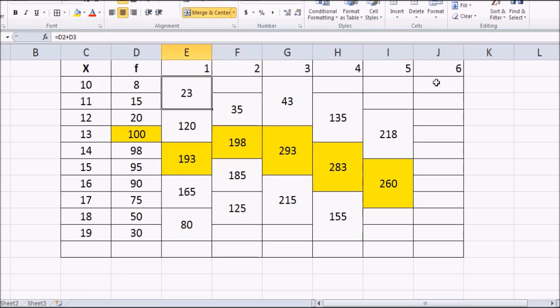No maximum has occurred in the first row, so it's 0. The second row again, there's no maximum, 0. Third row, if we see again, there are no maximums in the third row. Fourth row we have 1, 2, 3. There are 3 maximums in the fourth row. Fifth row there are 1, 2, 3, 4. There are 4 maximums in the fifth row.